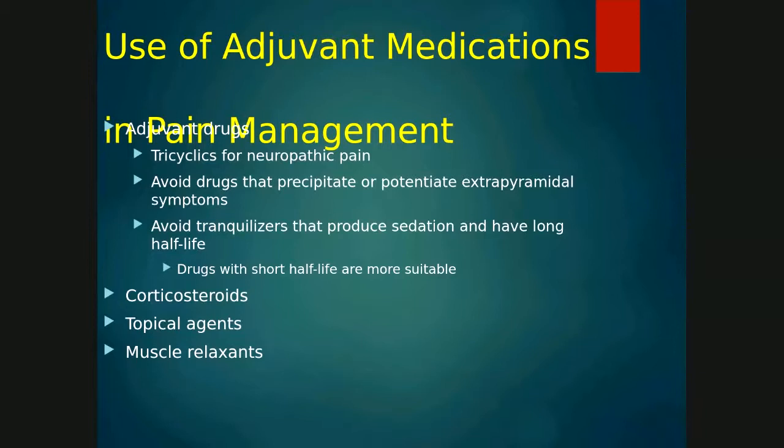But here we're just talking about adjuvant drugs that you can use, drugs that are not necessarily drugs specifically for pain management, but that can be a nice adjunct to a pain regimen to help keep patients comfortable. And that can include drugs like tricyclics for neuropathic pain. The thing is, you just want to avoid drugs that precipitate or potentiate extrapyramidal symptoms, which includes drugs like Haldol, for instance. Corticosteroids, I think, are excellent drugs, especially for inflammatory-related pain like arthritis.